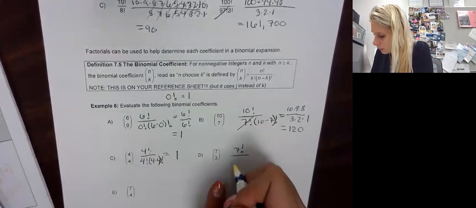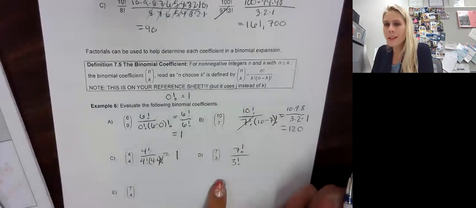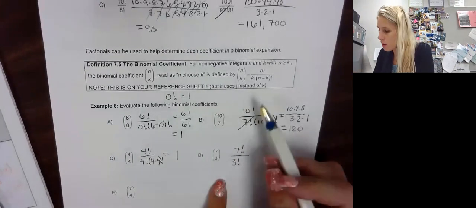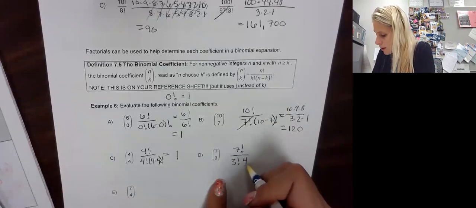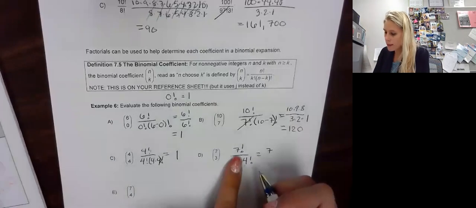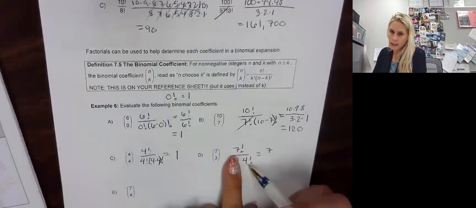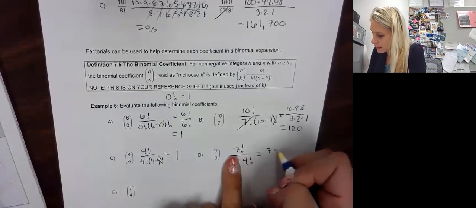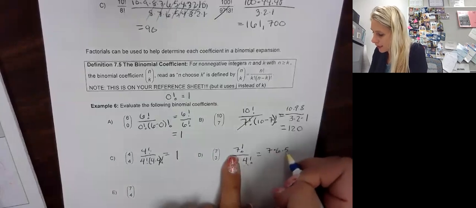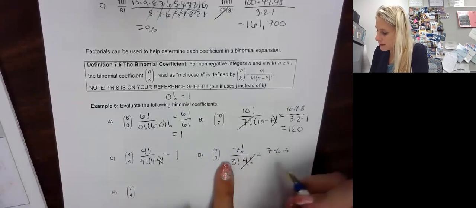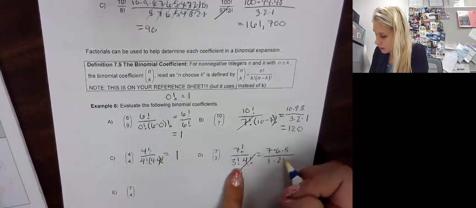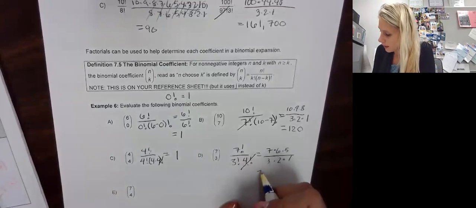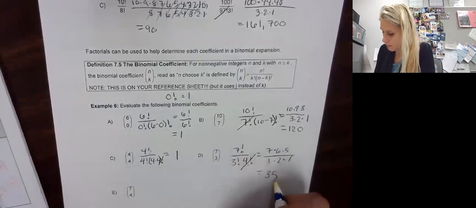7 factorial over 3 factorial. So now I'm going to start doing some stuff quicker, right? I know that I'm subtracting n minus k. N minus k would be 4 factorial. So when I look at this, I'm looking at 7. I'm going to get rid of the bigger one first, which is this 4. So 7 times 6 times 5. Now I'm not going to do 4 because it's covered there. And then all I need is 3 times 2 times 1 equals 35.